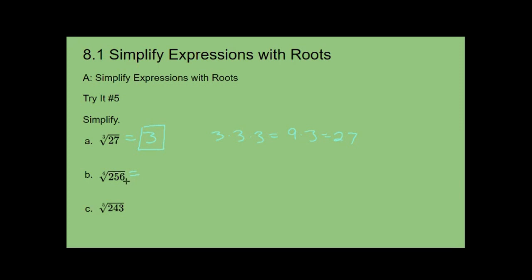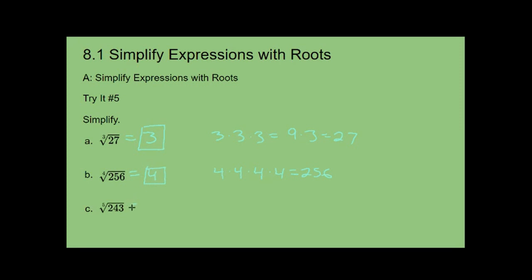Next is the fourth root of 256. This is going to be one where you're probably going to look it up on your chart. What times itself 4 times is 256? If you looked on your chart, you would see that 4 times 4 times 4 times 4 is equal to 256. Therefore, the fourth root of 256 is equal to 4.